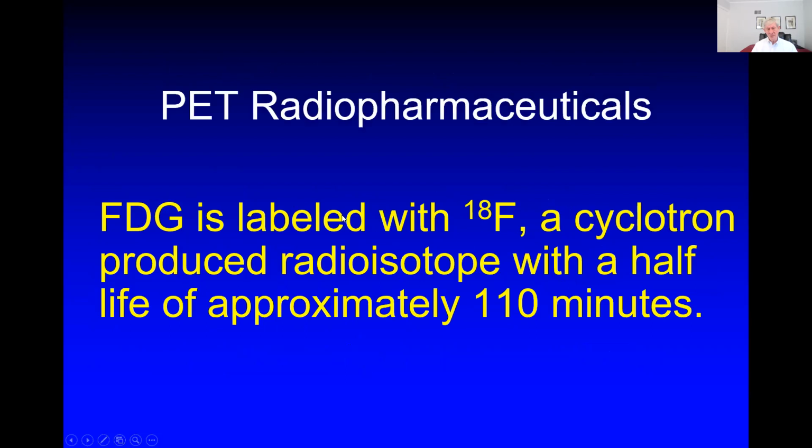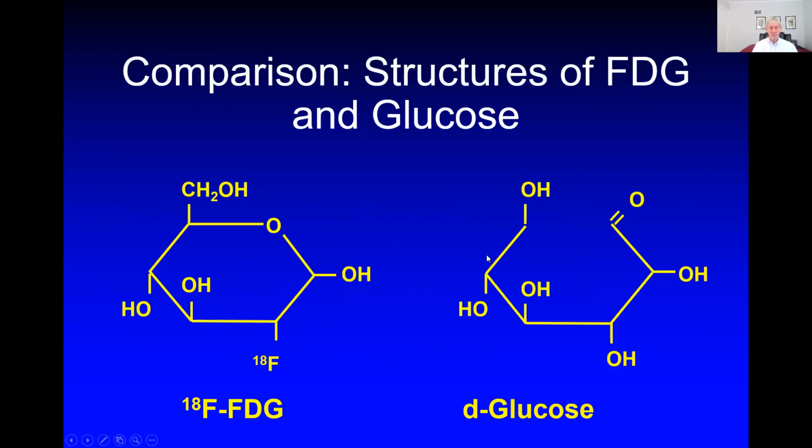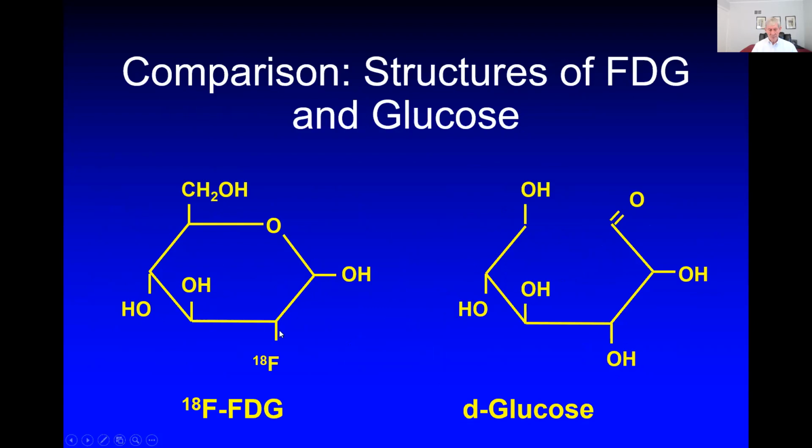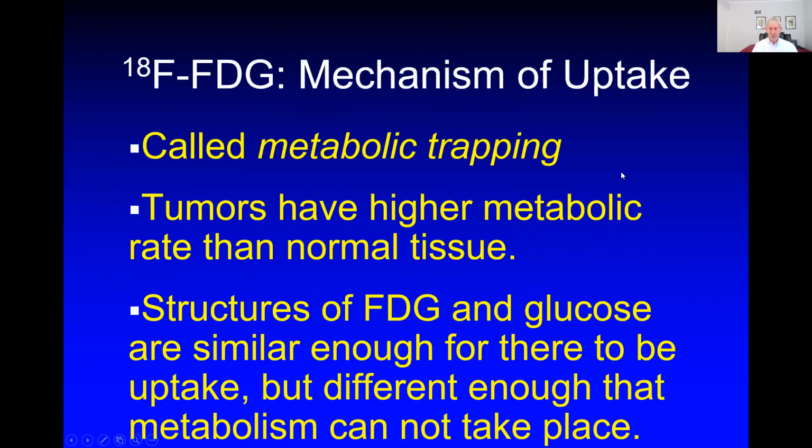I mentioned earlier, FDG is cyclotron produced, has a half-life of 110 minutes. And you've already seen this slide. And remember, FDG has a ring structure, glucose does not. Mechanism, metabolic trapping, simply because tumors have a higher metabolic rate than normal tissue. And once this gets in there, it can't get out because it's just trapped.